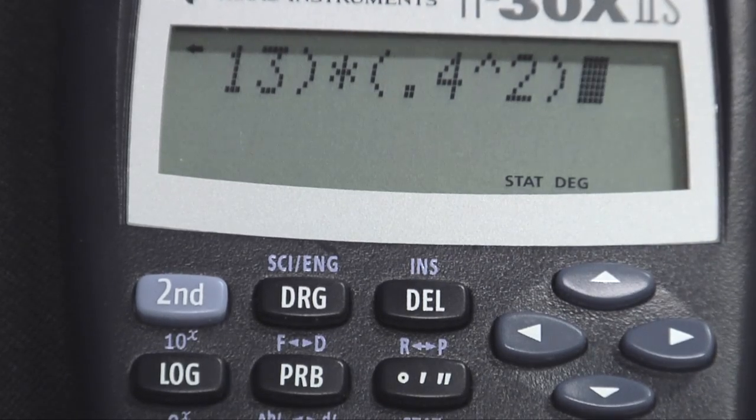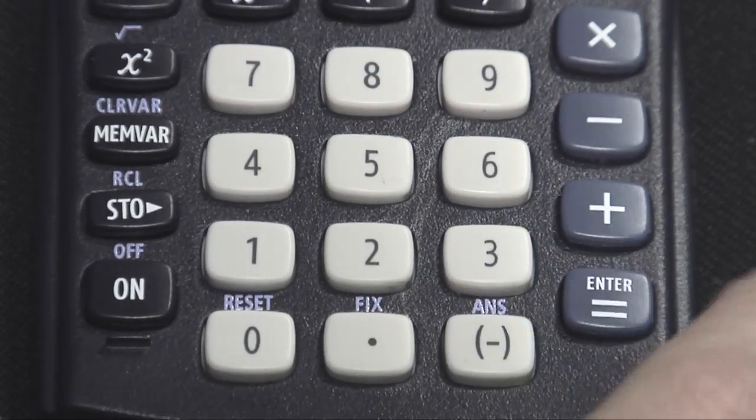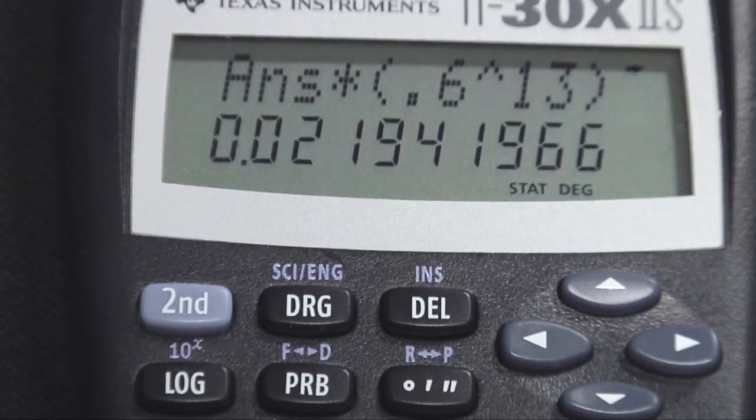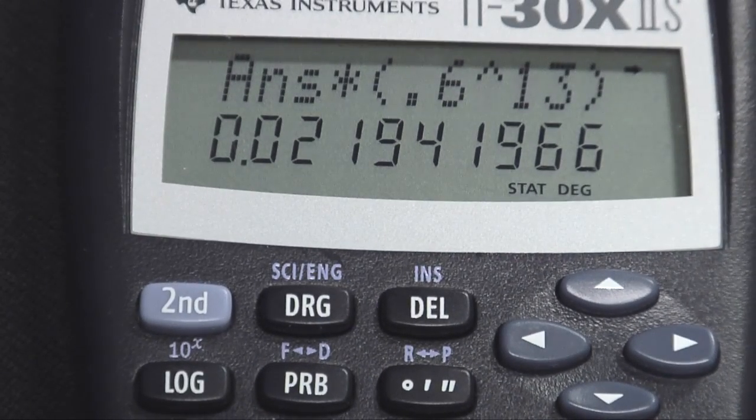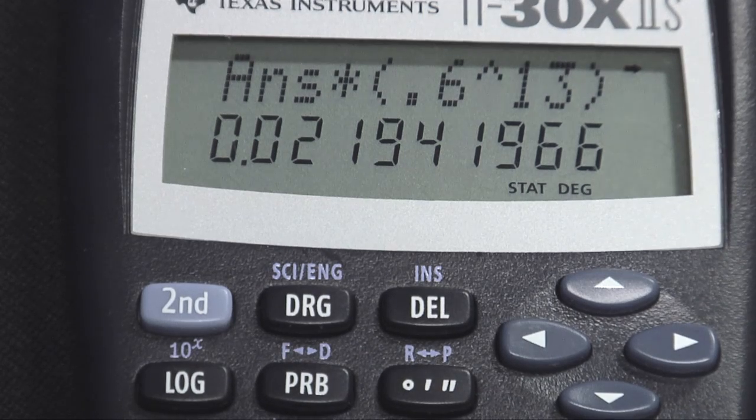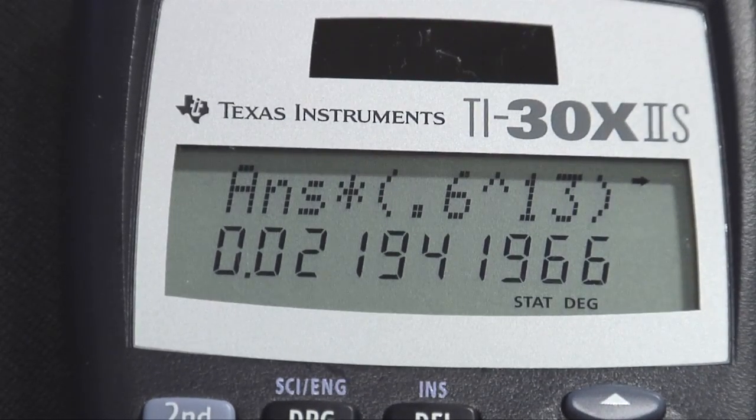And since I've typed everything I want but don't have an actual answer, I need to hit enter. The probability of choosing 13 items from a set of 15, if there was a 0.6 probability of choosing any single item, the answer is 0.02194, etc. And that is binomial on the TI-30 XIIS.